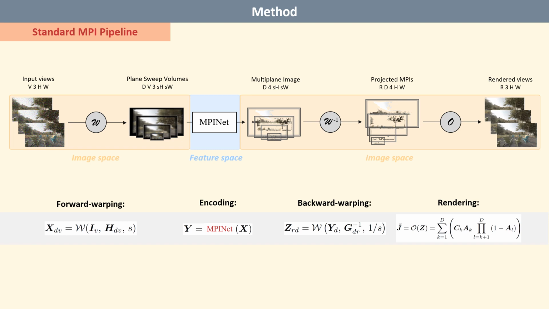The only learnable module in this pipeline is the MPI prediction network, MPINet, which typically struggles to predict multiplane representations that are self-consistent across depths from multiple viewpoints. This problem can lead to depth discretization artifacts in synthesized views and has previously been addressed using a large number of depth planes and computationally expensive mechanisms, for instance by iteratively refining the MPI using learned gradient descent in DeepView.